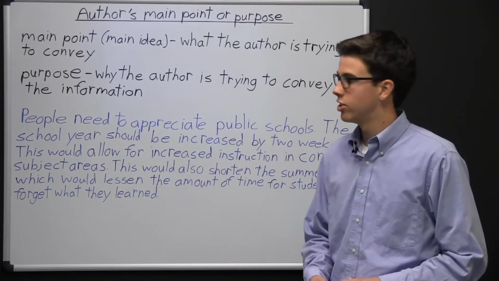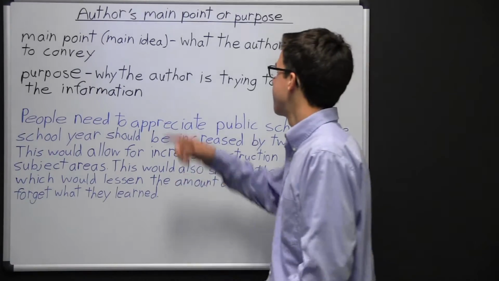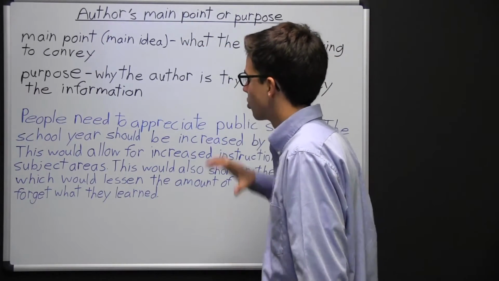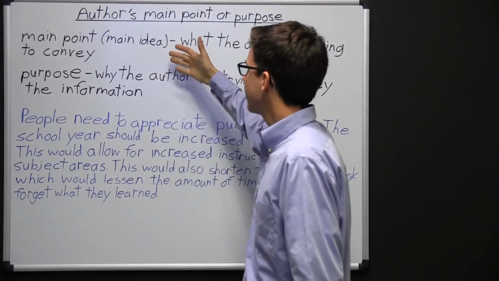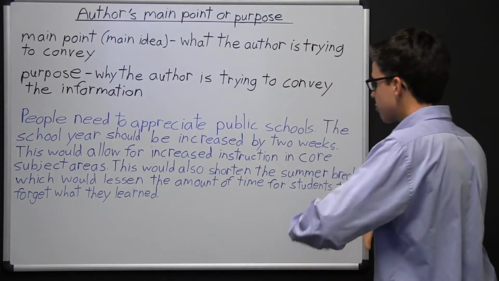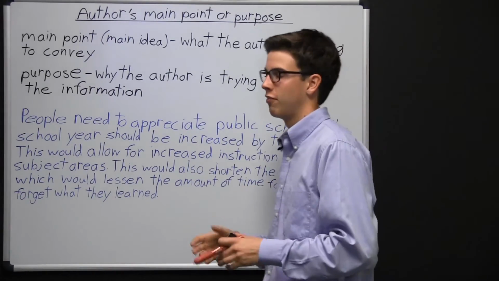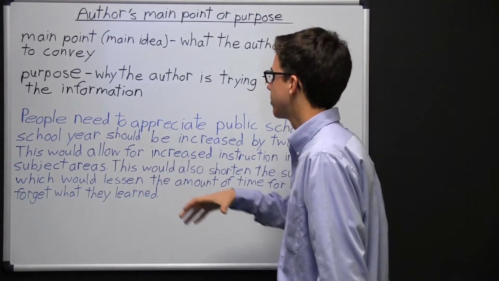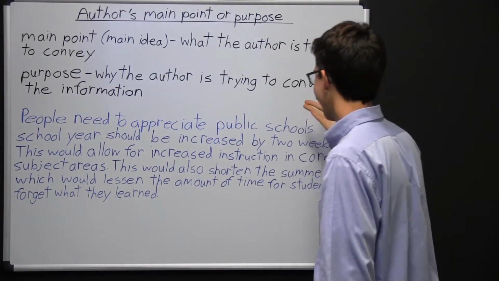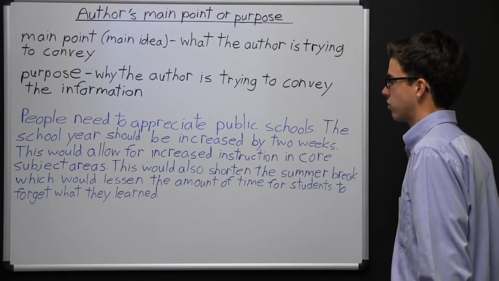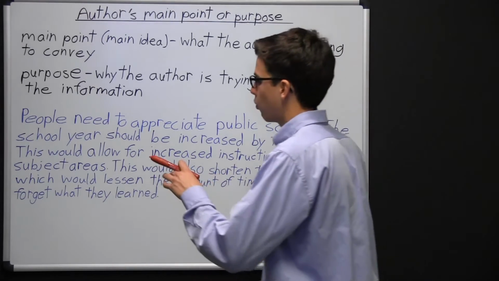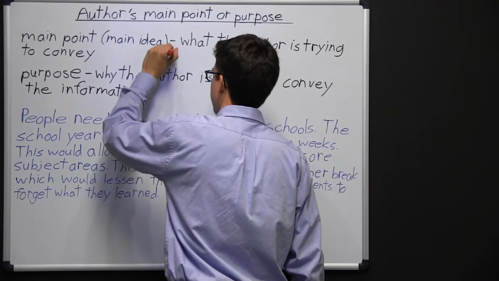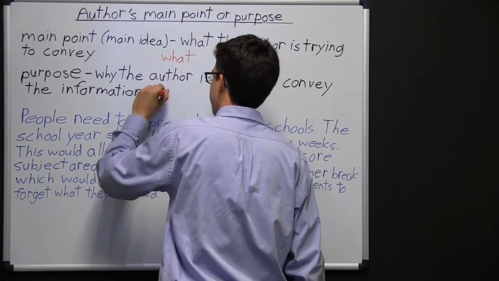When looking at a passage, it's good to determine the author's main point and their purpose. Another term for main point would be main idea. Basically, this is what the author is trying to convey. It's the most important information that the author is trying to convey to the reader. Then there's purpose. This is why the author is trying to convey the information. So we could say that the main point is the what, and the purpose is the why.